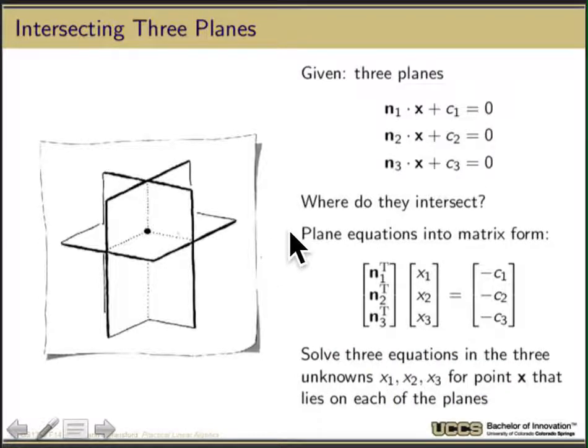Okay, the next intersection to do, just to complete them, is, what happens if I want to intersect 3 planes? Given 3 planes, they define a unique point in space, and I want to find that point, that is, if the planes are not parallel. So given 3 planes, I write out the plane equations, and we ask where they intersect. By just looking at these plane equations, we can put it in matrix form. We get n1 transpose, n2 transpose, and n3 transpose, so we get a bunch of row matrices times x1, x2, x3 equals the 3 different constants. 3 equations, 3 unknowns, we have a matrix. Now we just go ahead and solve for that, and that'll give us a point x that lies on each of those planes.